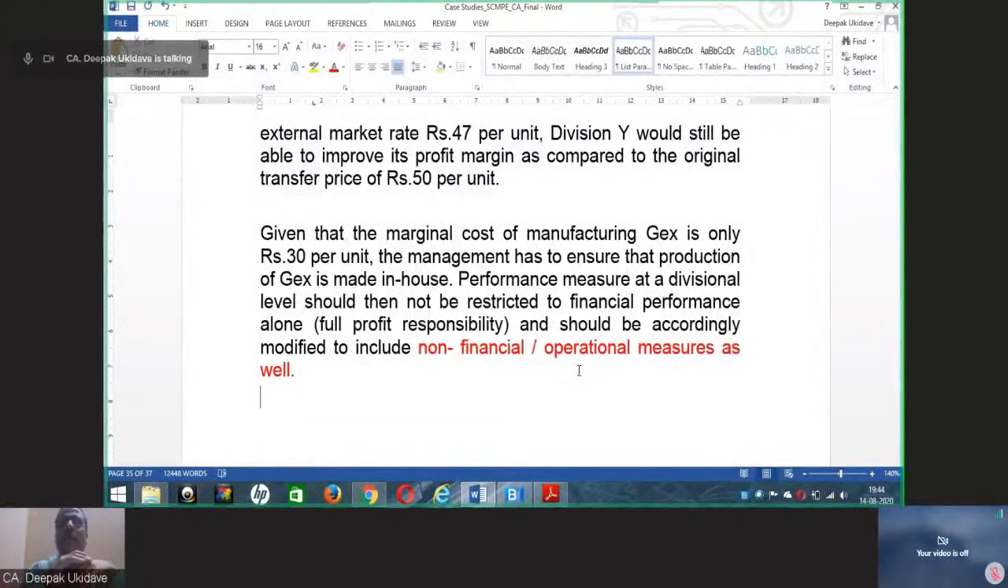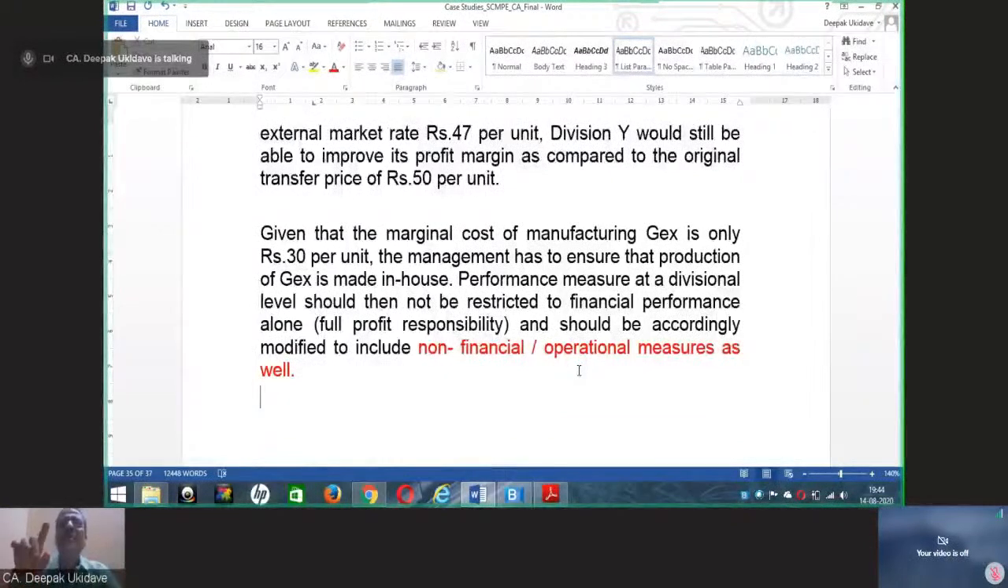Division Y is procuring this component for the last 3 years and this supplier is now assuring 47 for the next 4 years. So obviously, division Y manager will take the long term benefit point of view. So turbulence is created and we are compulsorily made to discuss this case study.